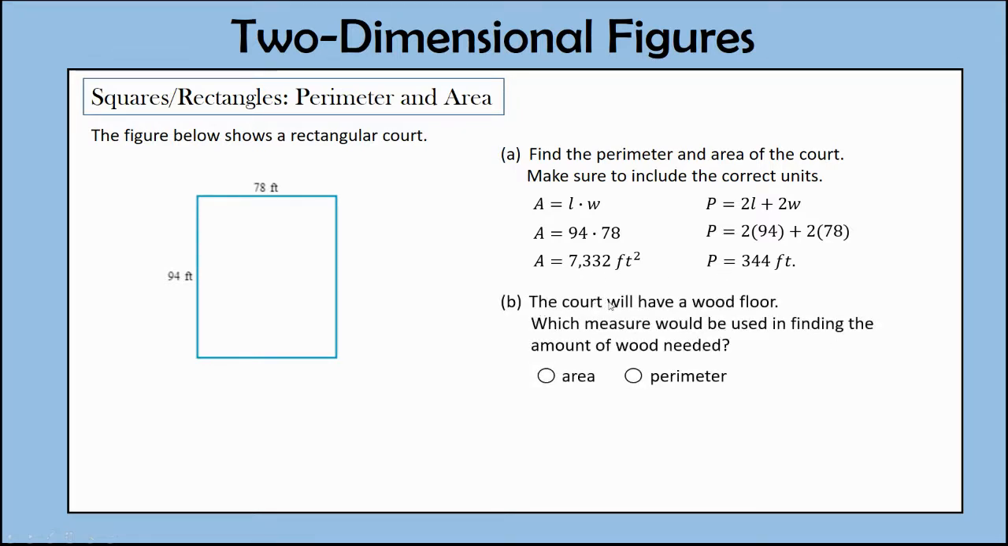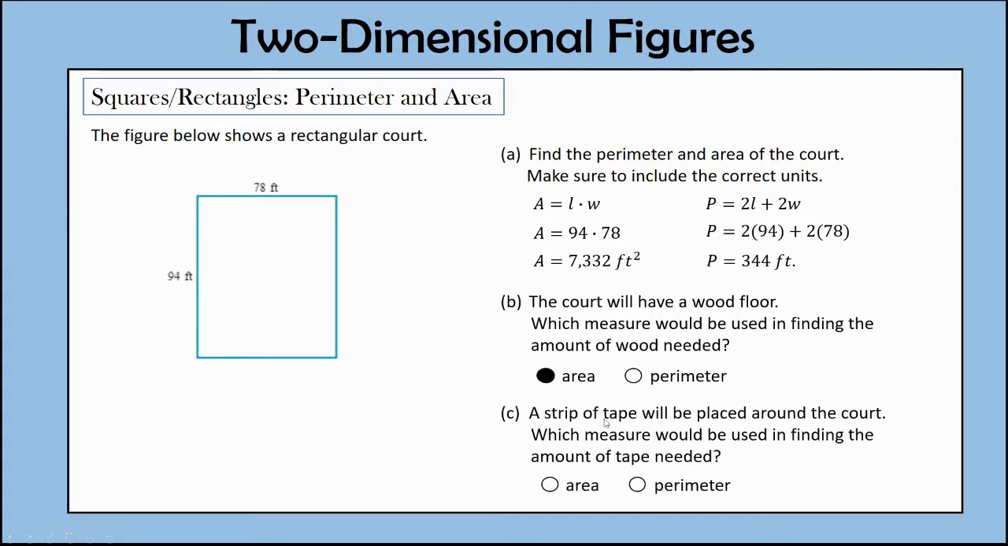Question B. The court is going to have a wood floor. Which measure would be used in finding the amount of the wood floor needed? So we're going to need area or we're going to need perimeter. Well, when you put a wood floor down, you're covering this whole interior surface. So you are finding the area inside this shape, so it's definitely going to be area. So we're going to want to use this 7,332 feet squared to help us figure out how much wood floor to get.